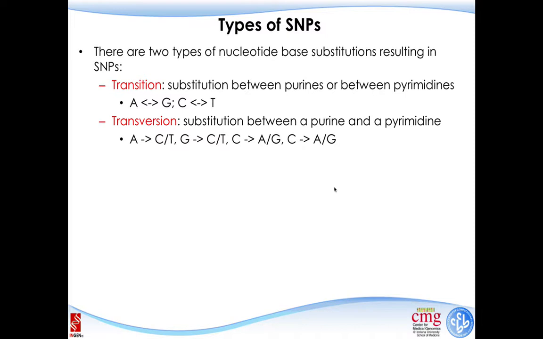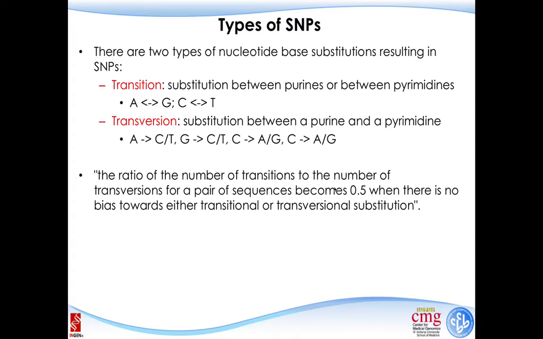So basically the concept of the transition and the transversion. Okay, so the so-called transition is a substitution between purine or between pyrimidine. So meaning A and G, or C and T. So this type of substitution is called a transition. While transversion is the substitution between a purine and a pyrimidine. Okay, so A becomes C or T, and G becomes C or T, C becomes A or G, T becomes A or G. Okay, so this is the transition, this is the transversion.